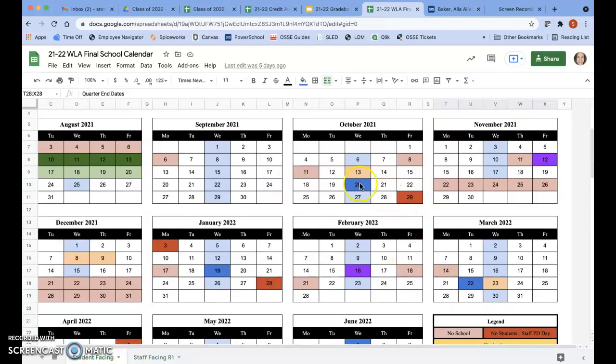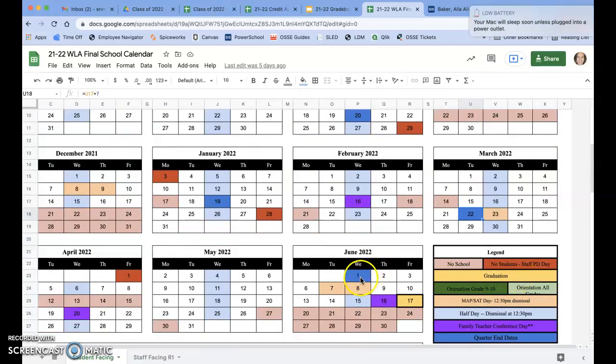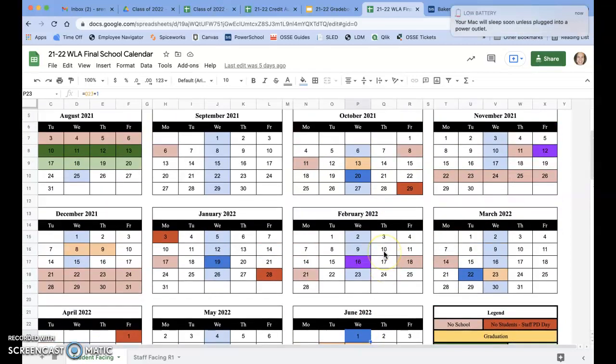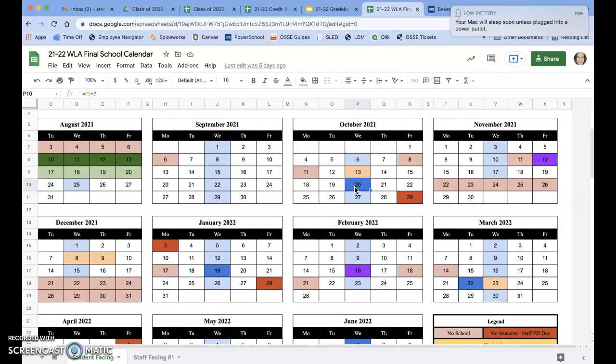That is because for students and families, we want them to understand that that dark blue date is when your gradebooks are closed. That's gradebook closeout day. No more grades for quarter one. No more grades for quarter two. No more grades for quarter three. And no more grades for quarter four. Gradebooks are closed on those days.